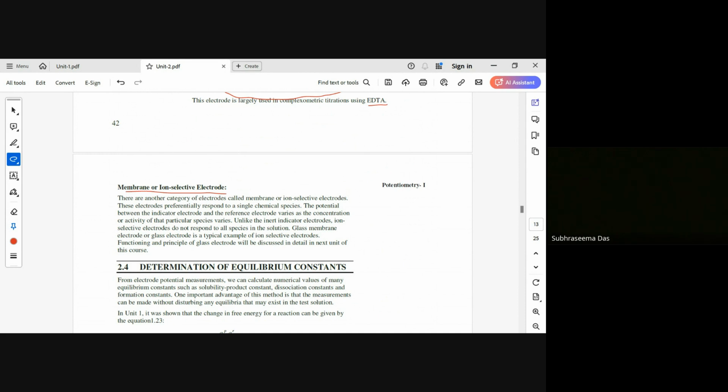So a case of ion selective electrode includes the glass membrane electrode or the glass electrode, which are particularly sensitive to one type of ion only and they do not respond to the other ions that are present in the solution. So this is also a special case of an indicator electrode, and this will be discussed in other units of this course.